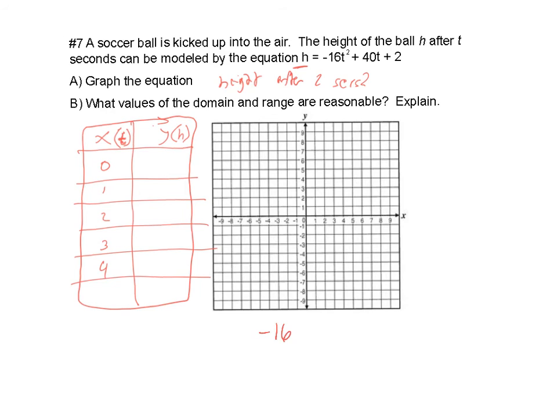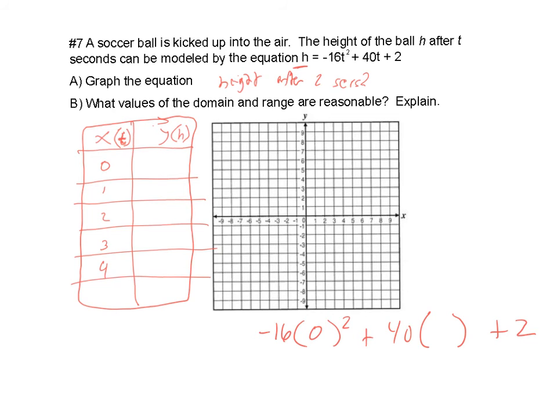So -16t squared. I'm going to replace the t squared, though, with open parentheses. Do the same, because remember the t's are the x's, plus 40 times t, which I'll replace. Sorry, I don't need to actually put the letter t. 40 times t plus 2, okay?